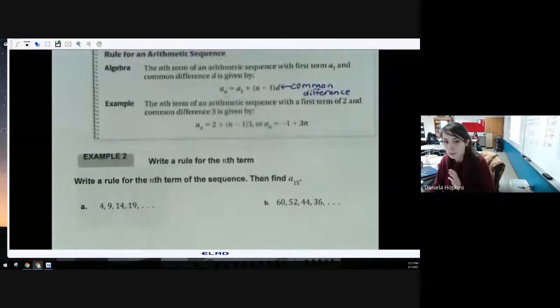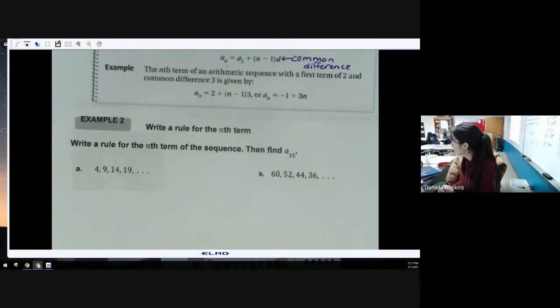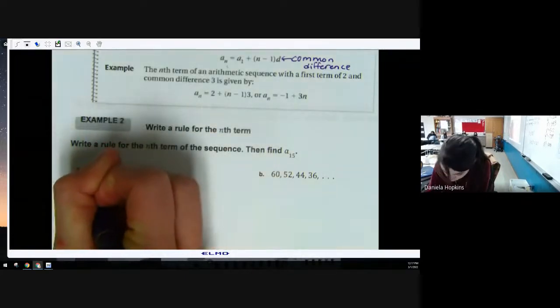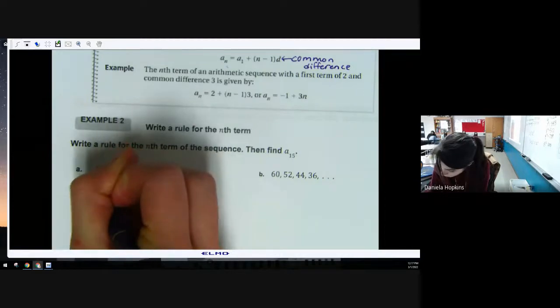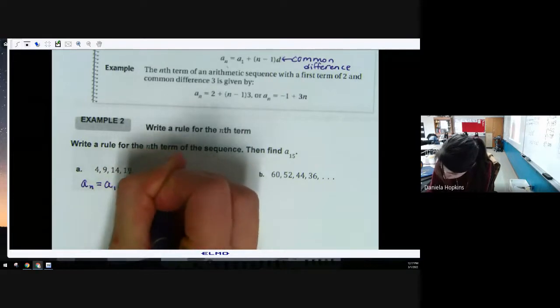So there is an example there, but let's just go ahead and look at example 2 here. One of the ways that I'll ask you to find this rule is that I'm going to give you the sequence, the list of numbers. In this case, this is probably our easiest version. I will encourage you to write down the general formula many, many times until it's tattooed into your brain. So it's a sub n equals a1 plus n minus 1 times d.